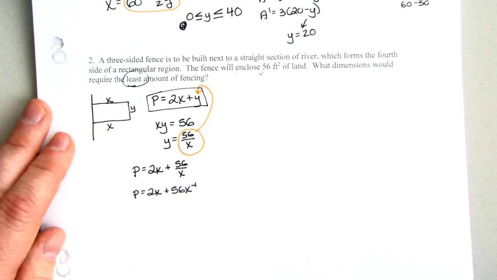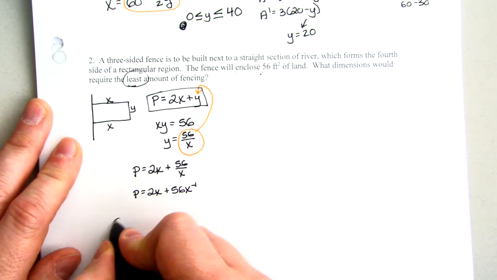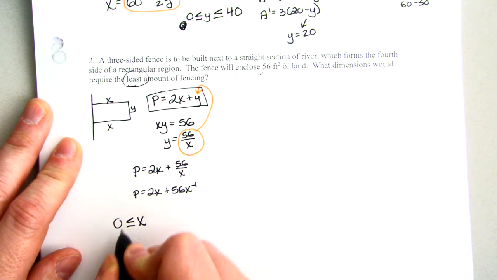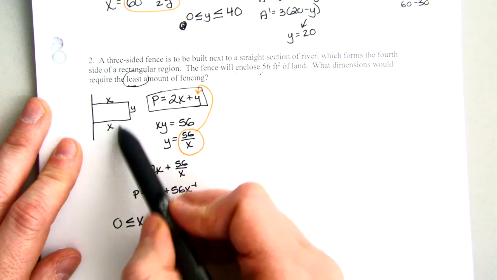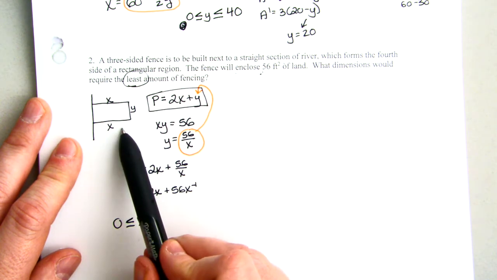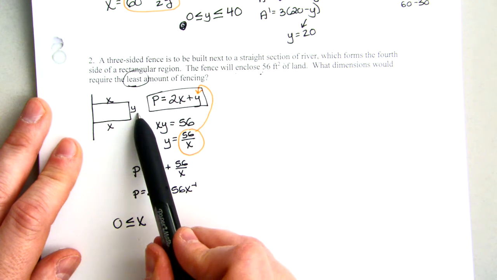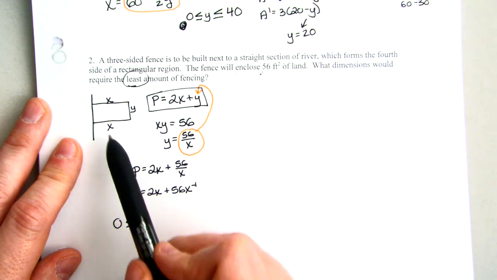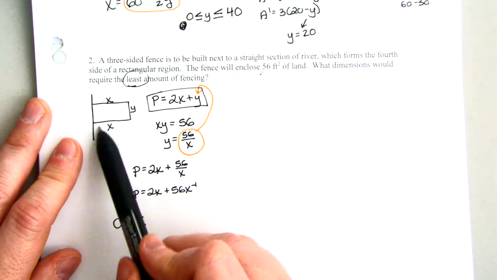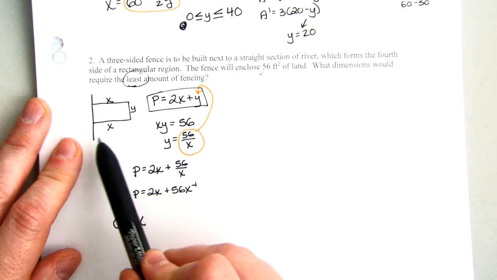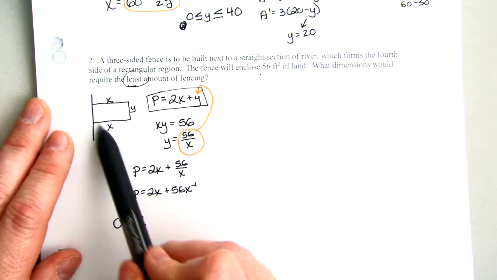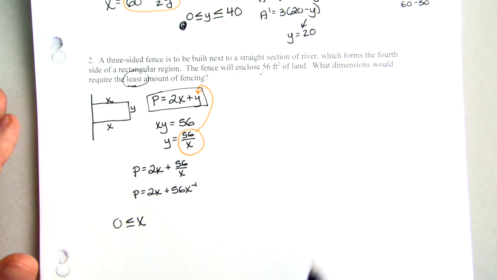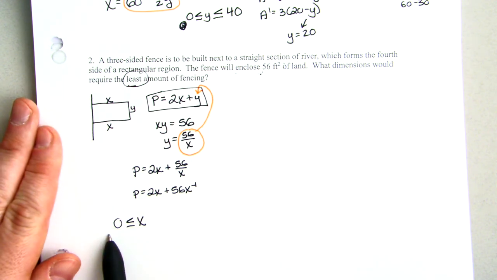I know that x has got to be greater than or equal to 0, but I actually don't know what the maximum is. If x is 56, y would be 1, that would work. But if x is bigger than that, like 112, y would be 0.5, and if it's double that, 224, y is 0.25. I think I can just keep making x bigger and bigger and bigger. Y is going to get really small, but there's really no bound there, which is going to be a little bit of an issue.